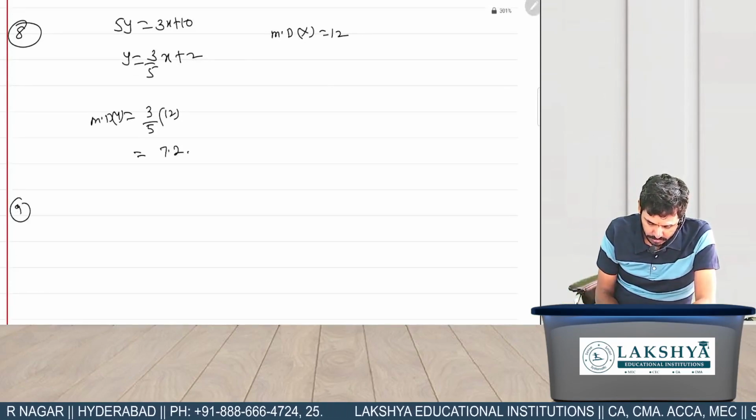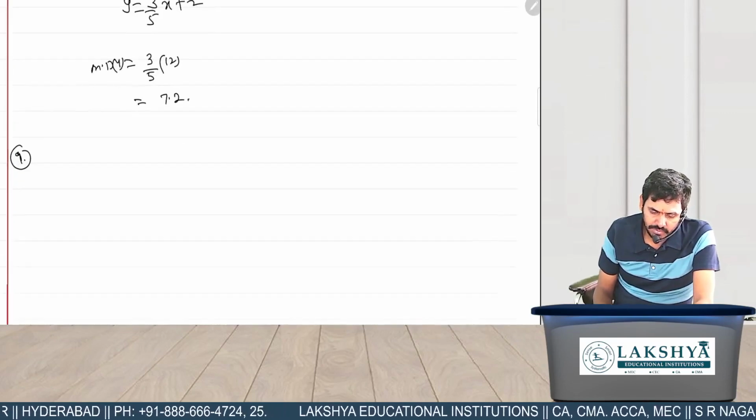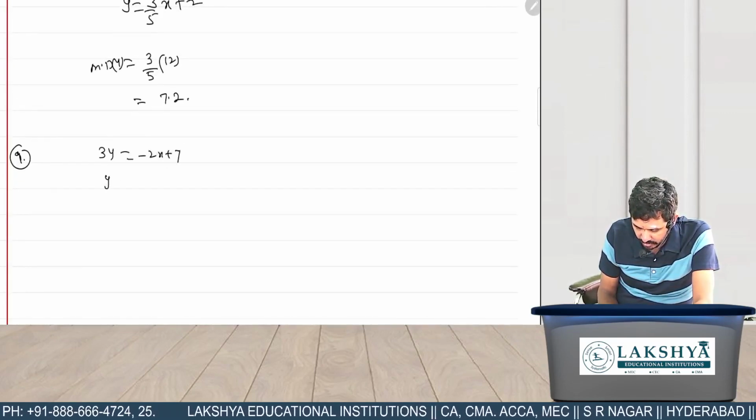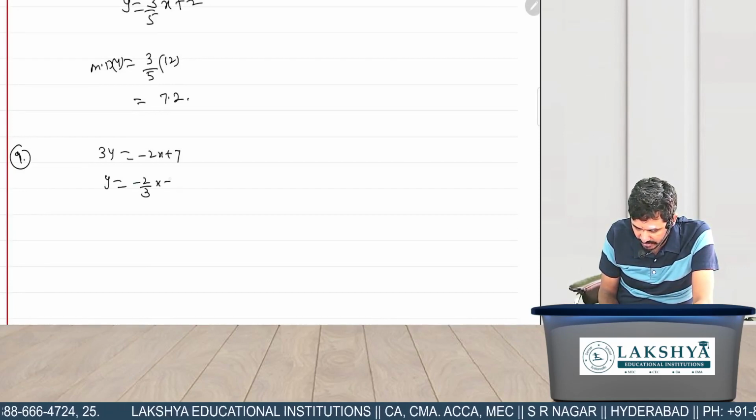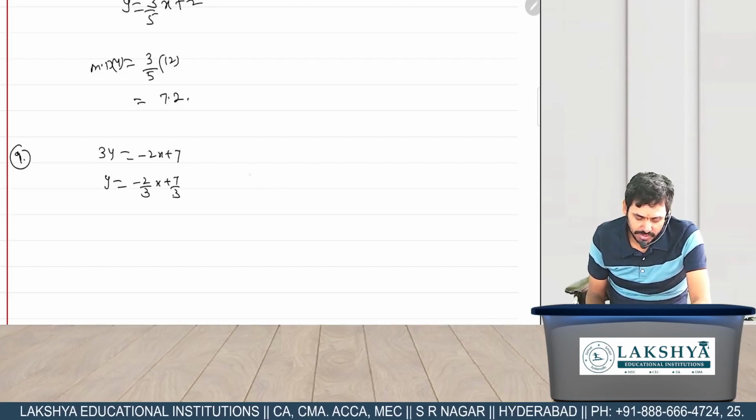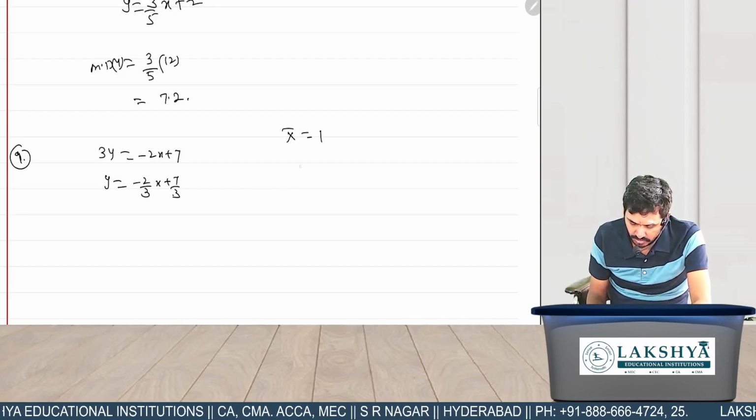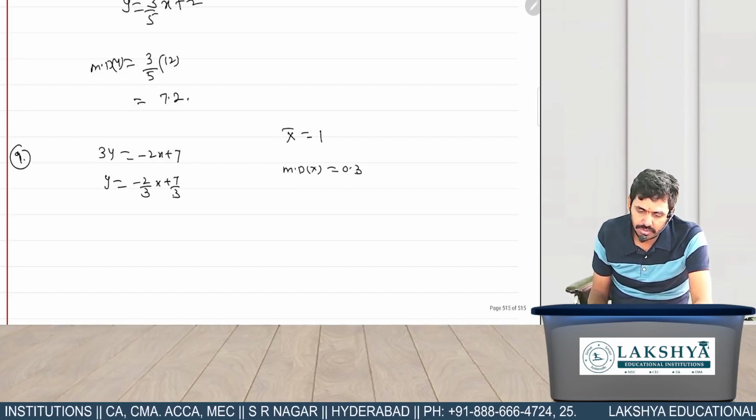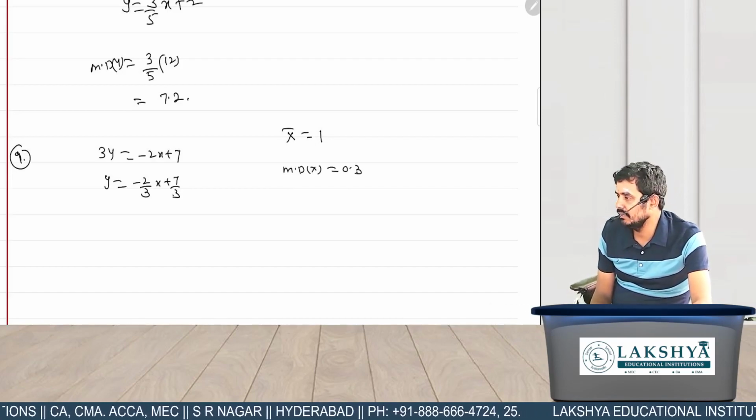Problem number 9. Two variables are related by 3y is equal to minus 2x plus 7, y is equal to minus 2 by 3 x plus 7 by 3. Mean and mean deviation about x: x bar is equal to 1, mean deviation of x is equal to 0.3. Then what is the coefficient of mean deviation of y?